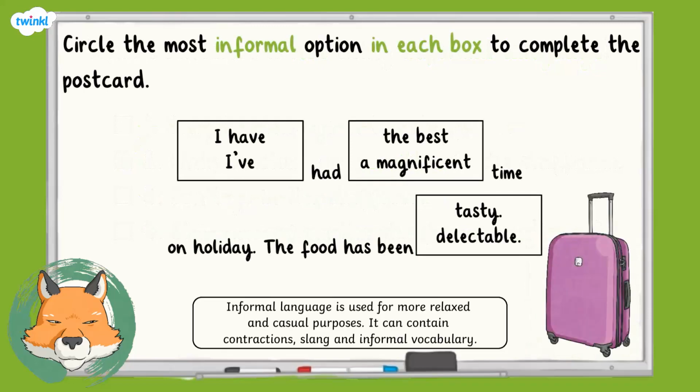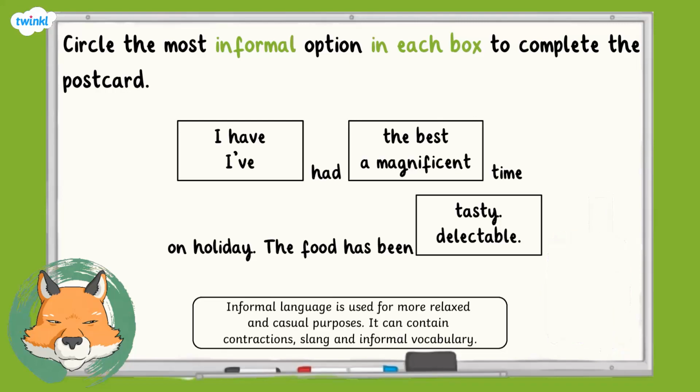In this question, you are being asked to circle the most informal option in each box to complete the postcard. I have, I've, had the best, a magnificent, time on holiday. The food has been tasty, delectable. Pause the video and press play when you have an answer.